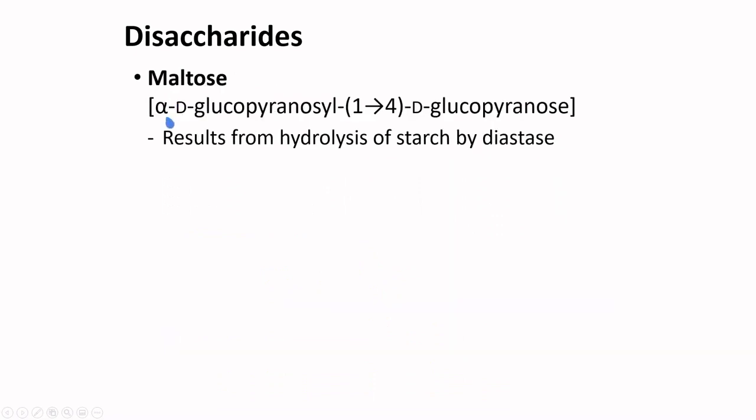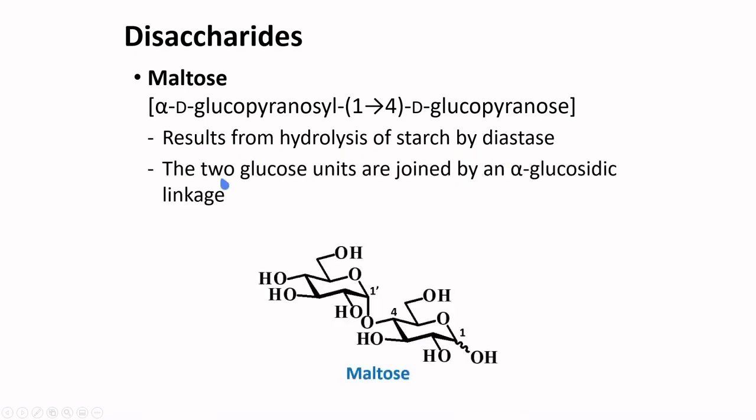Maltose is a disaccharide with the chemical name alpha-D-glucopyranosyl 1,4-D-glucopyranose. This disaccharide results from hydrolysis of starch by the enzyme diastase. The two glucose units are joined by an alpha-glucosidic linkage from the anomeric carbon of one unit to the C4 position of the other unit. Because it has a free hemiacetal, maltose is a reducing sugar.